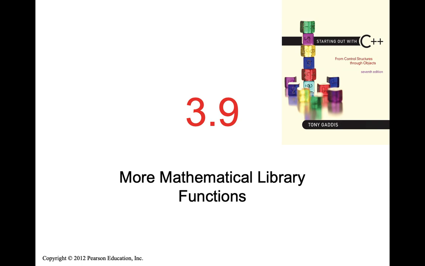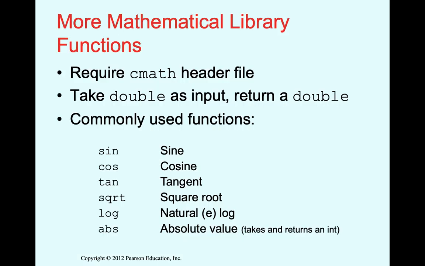So here are some mathematical functions that we will use. If you want to use these mathematical functions, you need to include the cmath file. Normally these functions take double as input and return double as output. Like if you want to compute the sine, you use the sin function, cosine, tan, square root, log, and absolute value. The absolute value takes an integer and returns an integer, but all the others just take double and return double.